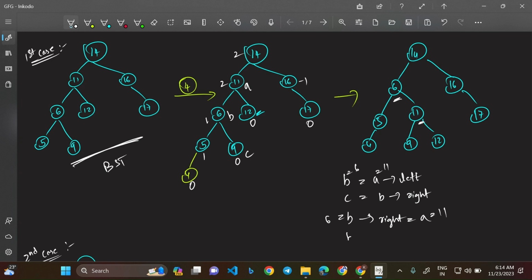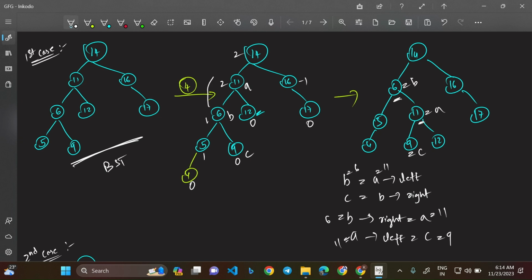And what is the other thing that you're doing? B's left, I'll just write this property. A's left, that you're putting as C. What is A? A is 11, 6 is B, and 9 is C. So A's left is 11, and that you are putting as C, that is 9. I hope you people understood. That is the modification that we are doing when we are rotating towards the right.